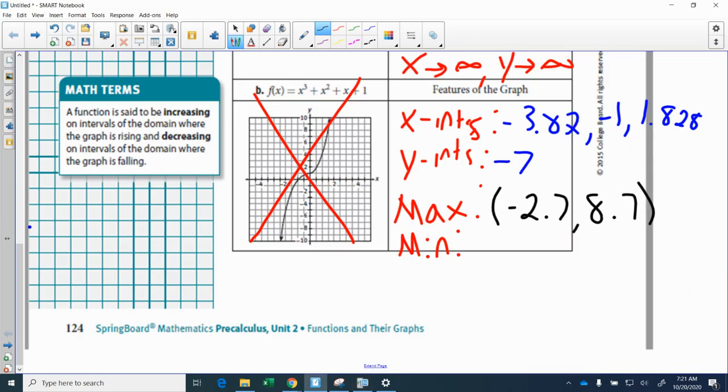And then same thing, I can repeat this process with the minimum. If I were to do that, the minimum would come out to be 0.633 and -8.7. Okay? So once again, I know this is a lot of information kind of thrown at you, but these are all things that I can just gather from the graph just by looking at it.